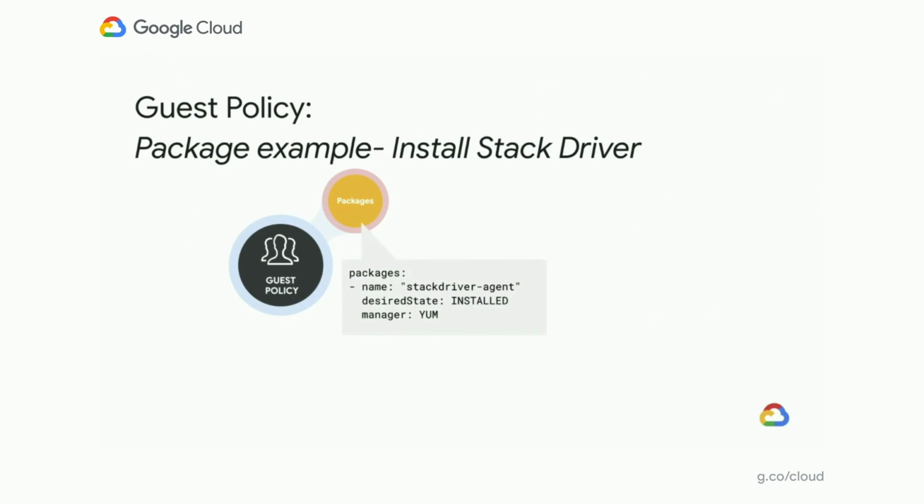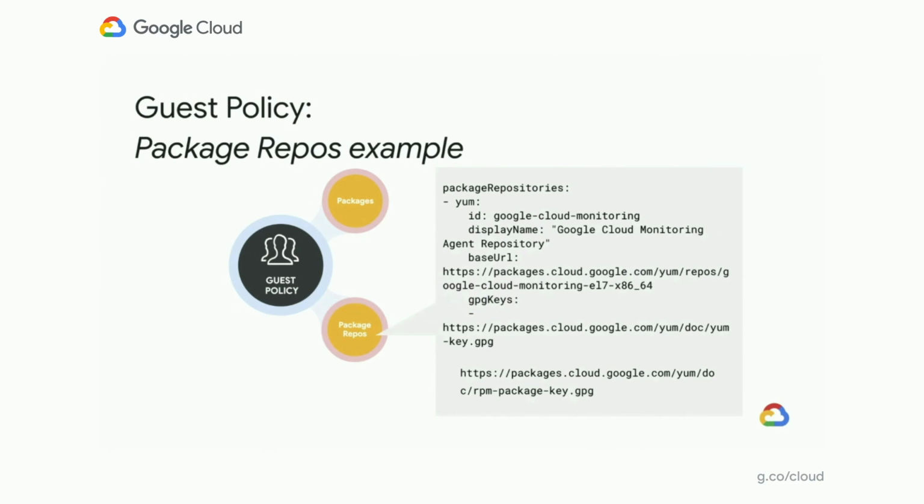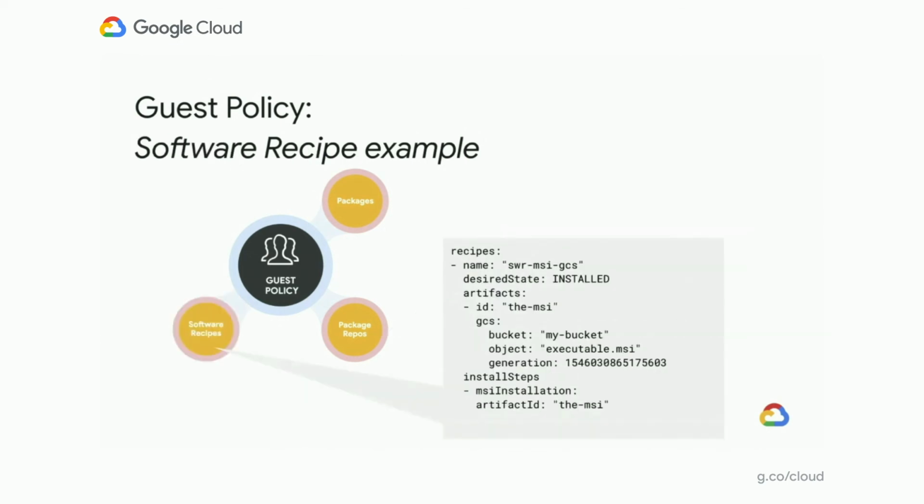So let's look at an example of a guest policy. With a few lines, I can simply tell the config manager what I want to install. In this case, I want to install the Stackdriver agent using yum, and the desired state is installed. You can also define which package repository to use, like where to pull your package from for the installation.